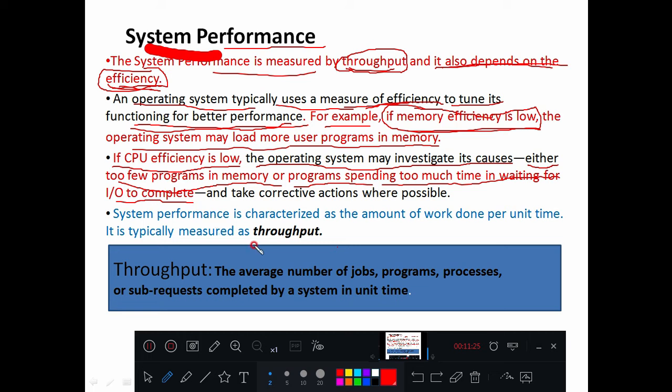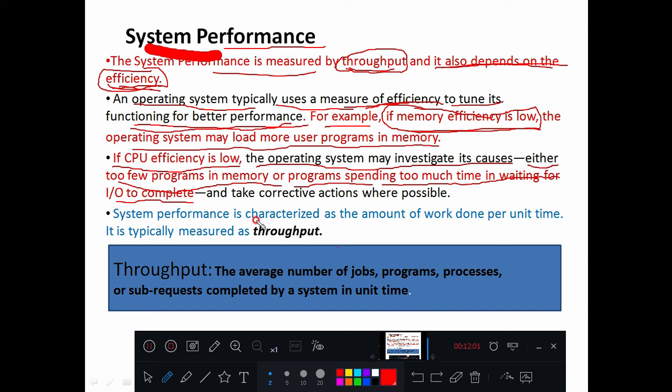So there are two things by which CPU efficiency is measured. CPU efficiency is measured by observing whether there are too few programs in memory, or the programs are spending too much time waiting for IO to complete. Let us say the user is running some program, and it has an IO operation as well. When that IO operation part comes in the program, the user will perform the IO operation.